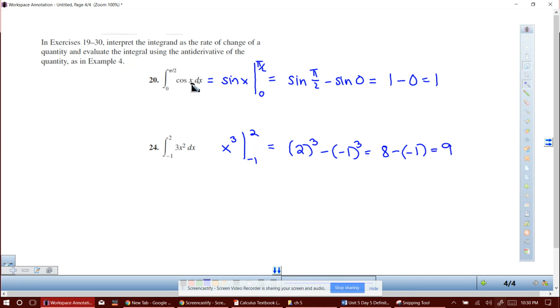So I have to think about what the antiderivative had to be, and then I will evaluate using the two endpoints, always putting the top endpoint in first, the bottom endpoint in second, and taking the difference.